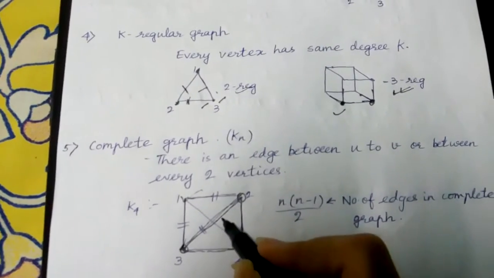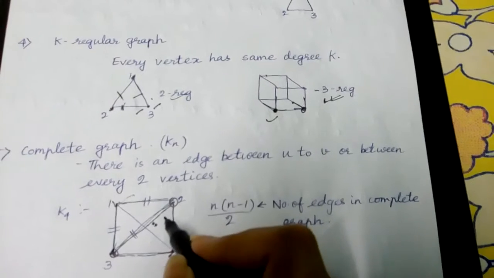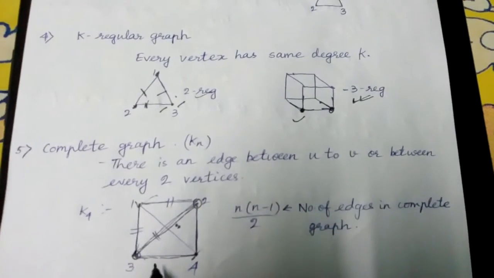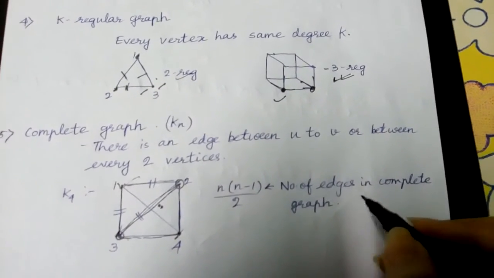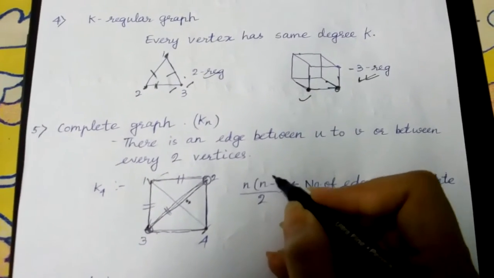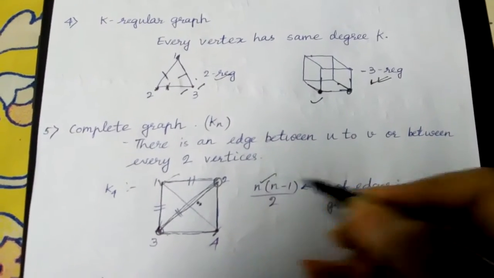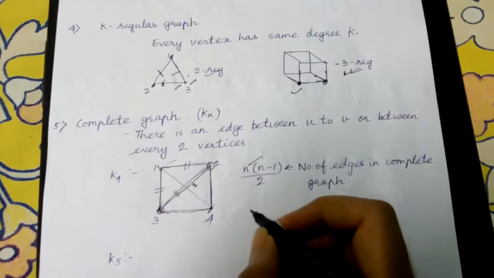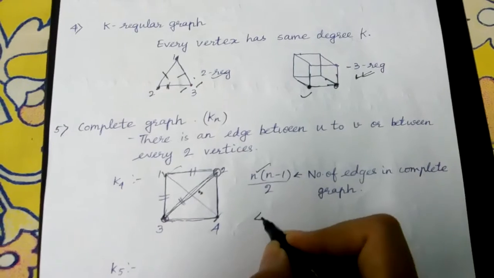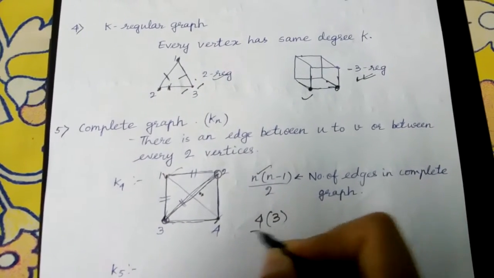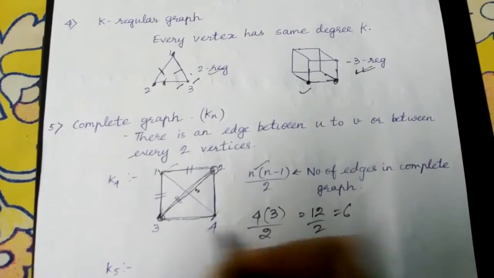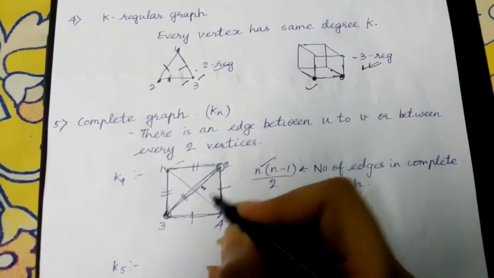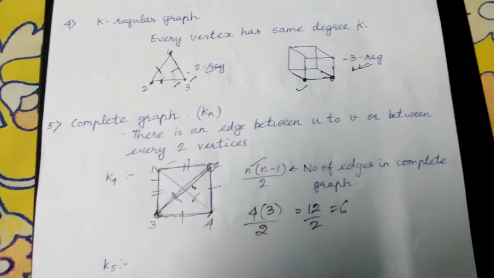So this is known as complete graph, where there is an edge between U and V, or between every 2 vertices. So for this we have a formula that the number of edges in a complete graph is n into n minus 1 by 2, where n is the number of vertices. Okay, so you can calculate here that n is 4, so 4 into 4 minus 1 is 3, divided by 2, that is 12 divided by 2 is 6. So you can see that we have 6 edges here, this and this, so total 6 edges.